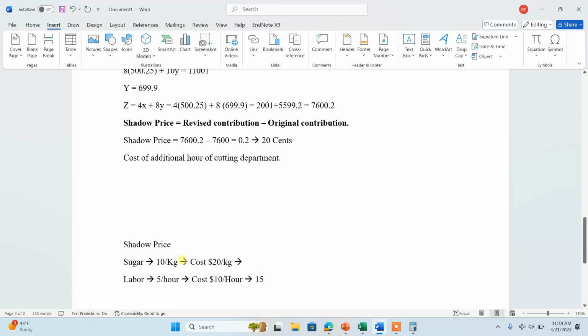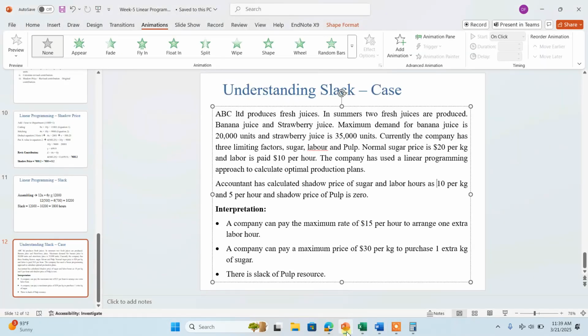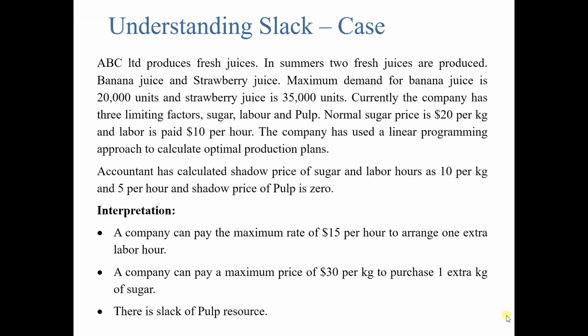Okay, so I told you that shadow price shows you the additional benefit of the additional unit if you are adding it. Here, what is the additional one? It is the 20 plus the additional 10, 30 per kilogram. You can afford the additional 1 kilogram of sugar if it is costing you, like you can read, a company can pay a maximum price of $30 per kilogram to purchase 1 extra kilogram of sugar.